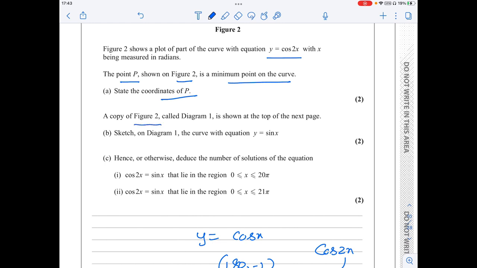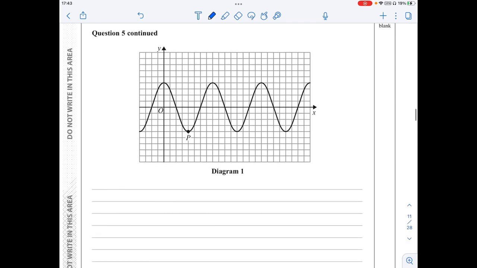A copy of figure 2 called diagram 1 is shown on the top of the next page. Sketch on the diagram y equals sin x. So we have to sketch on the diagram y equals sin x. So we know that this angle is nothing but 90. This is pi by 2.